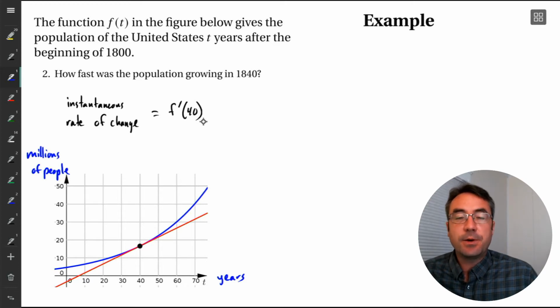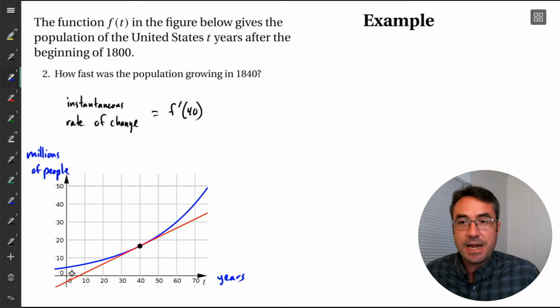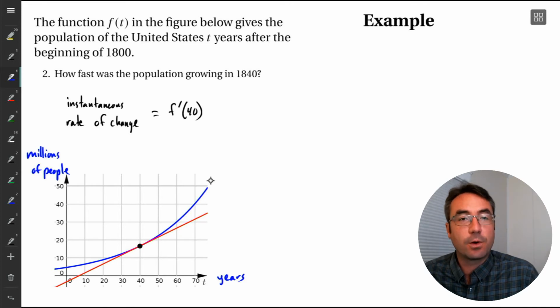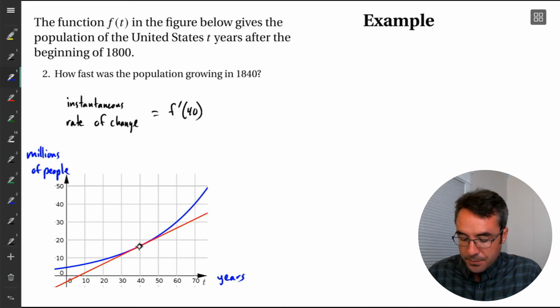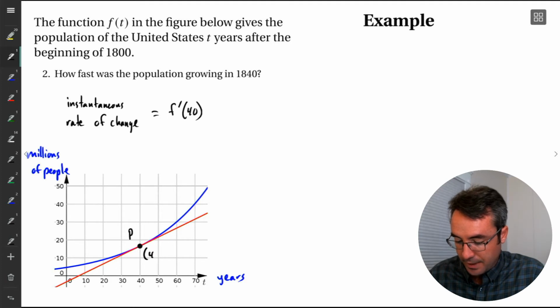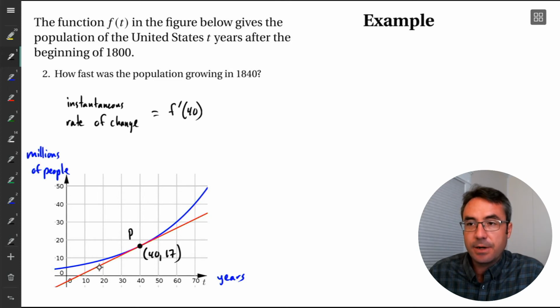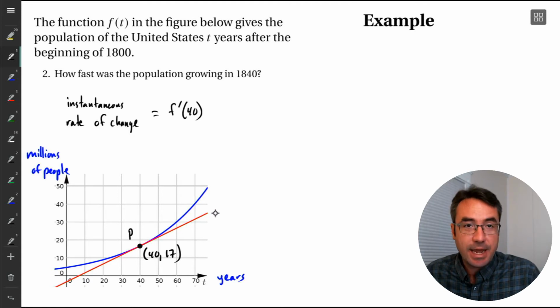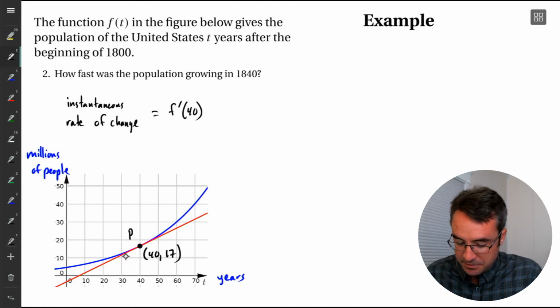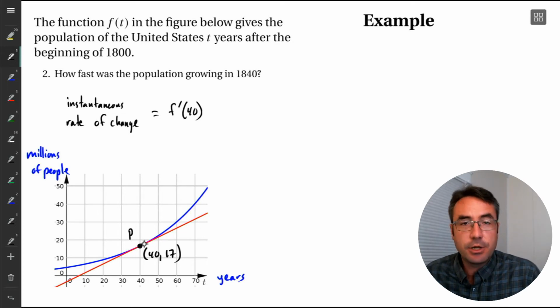Now, the issue is we don't have a nice function that actually gives us this curve. We just have the curve to work with here. We just have this graph to work with. So how do we actually calculate this derivative? Well, we identify the point at time 40, call that point P. We said it looked to be about 40, 17. We draw in the tangent line at that point. So again, draw in the tangent line as best as you can. I have it kind of drawn in already, but you would actually draw this out for yourself. So that looks pretty good.